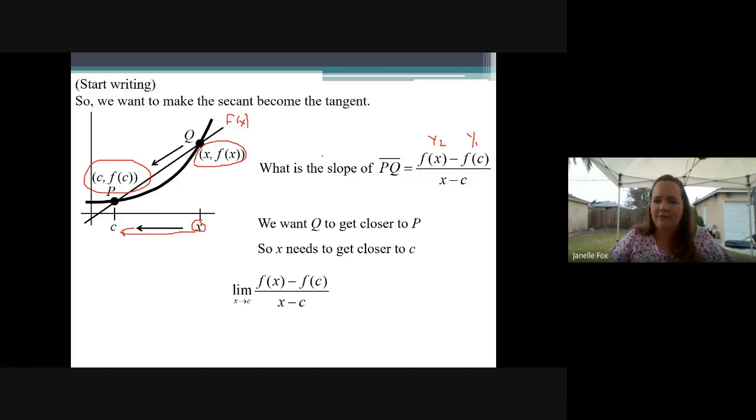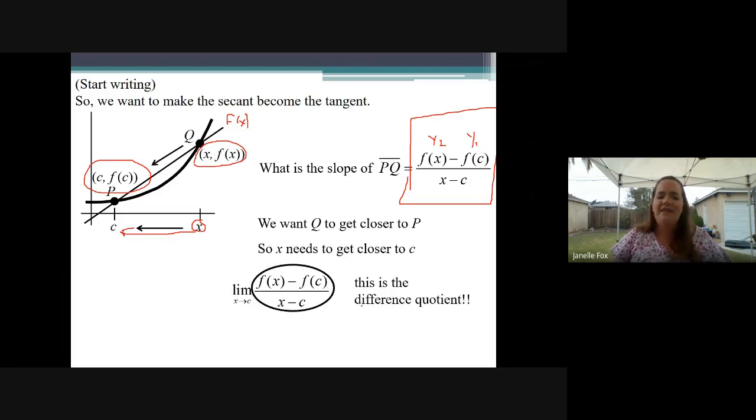So we're going to now take this slope of the equation right here, and we're going to put a limit in front of it. So it's going to be the limit as x approaches c of f of x minus f of c all over x minus c. Ladies and gentlemen, this is a version of the difference quotient.